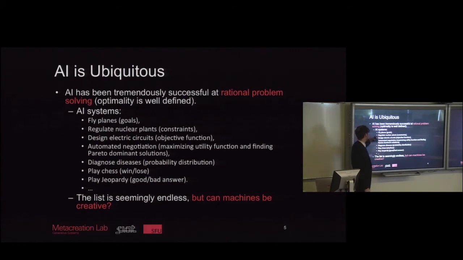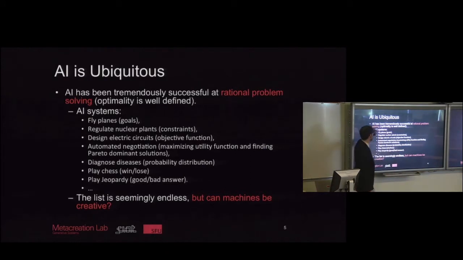Examples are, we have AI systems that fly planes, that regulate nuclear plants, that design electric circuits, that automate negotiations between virtual agents, billions of dollars of transactions every day, and then diagnose disease better than doctors in certain cases, play chess better than me in most cases, and play Jeopardy. There's been a number of news last year about a system that was really good at doing that. So the list is quite endless, but what we are looking at in our laboratory is, can machines be creative?